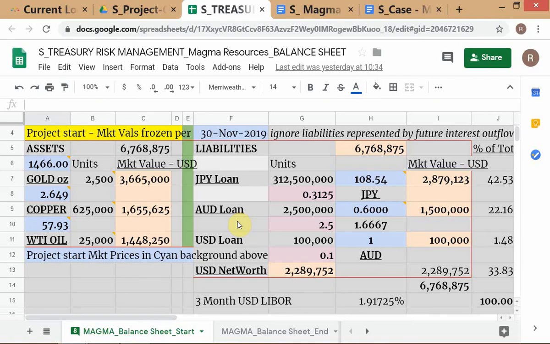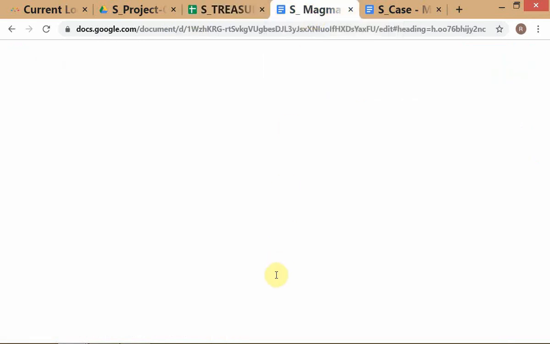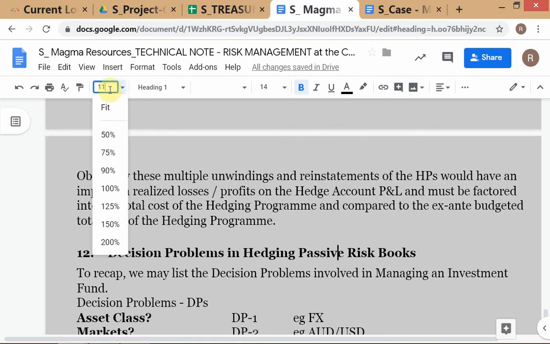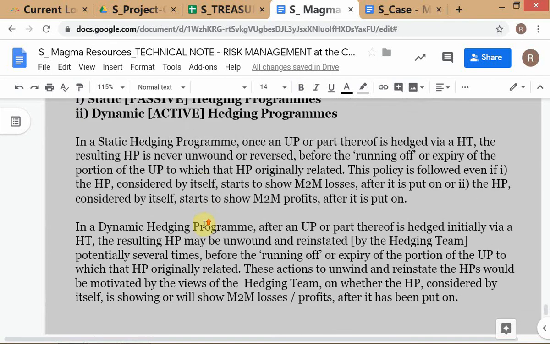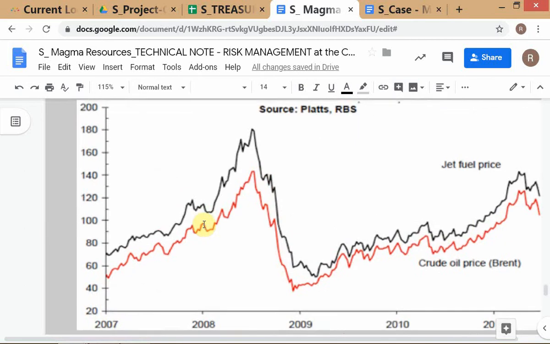I think this is the one. Maybe we need to make this 115. Can you guys still read on the last bench? Hardik, you can read this? Yes, sir.